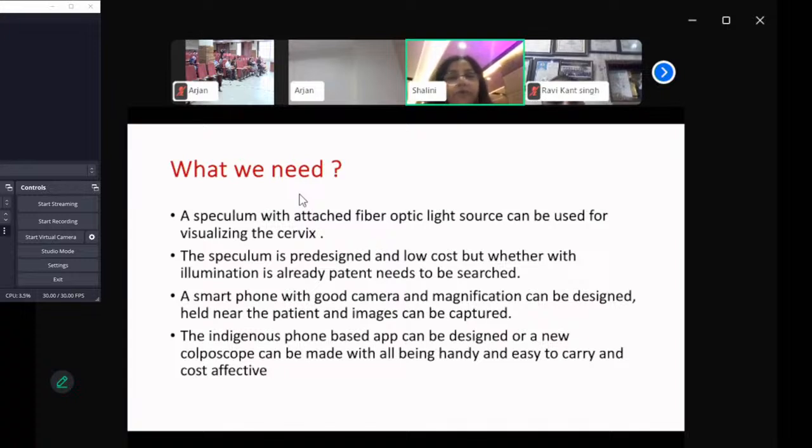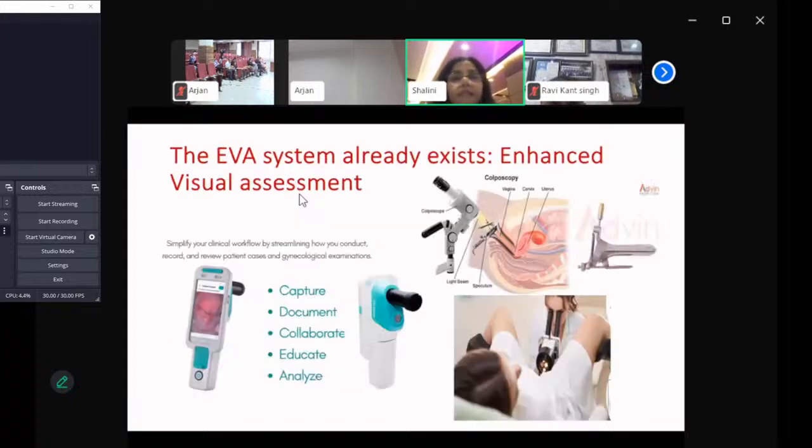An indigenous phone-based app can be designed, or a new form of colposcope can be made, which is handy, easy to carry, and cost-effective. So this is what already exists. This is probably Africa based. This is the EVA system, where they already have this design, but the cost is very high, and we can think of something which is Make in India, and use a similar concept.